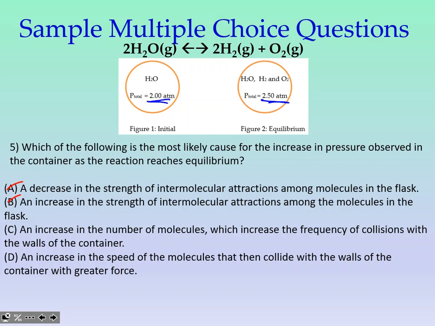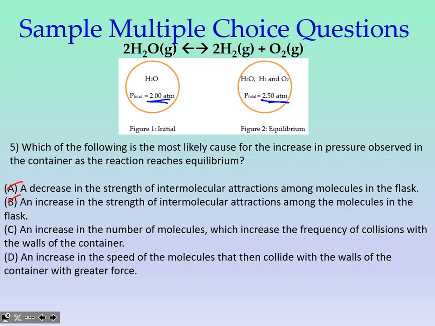What is something also that has been kept the same? Volume. Volume is the same, but what else has been kept the same here? Temperature? Temperature is the same. Temperature has not been altered. So, would the molecules be speeding up? Would they have greater average kinetic energy? No. So D doesn't really make sense because the temperature hasn't been changed.